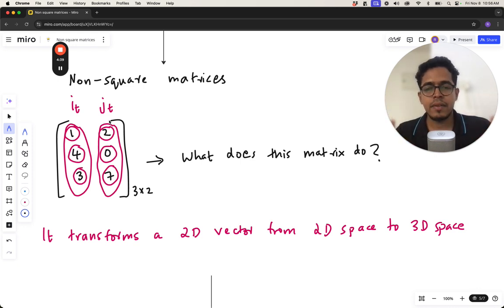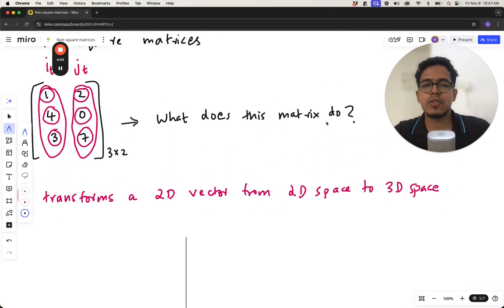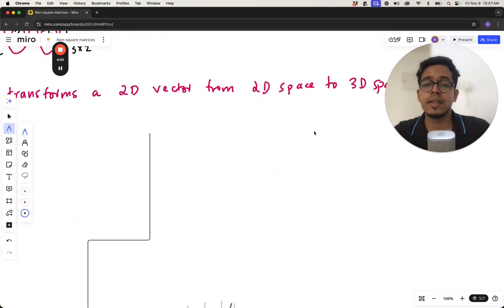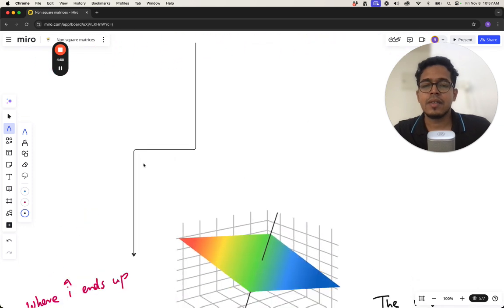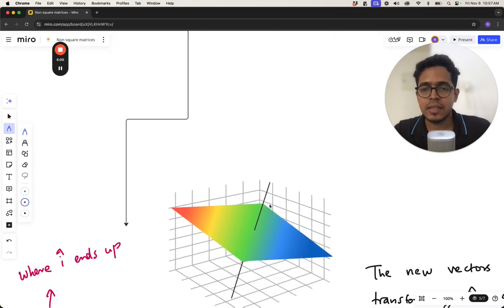Two linearly independent vectors in the xy plane can span the entire xy plane. Two linearly independent vectors in any other 2D plane can span that entire 2D plane. Now here, you are transforming a 2D space into a 3D space, which means the two new vectors might look something like this. So this is the new transformed i vector and new transformed j vector. So this plane can be spanned by these two vectors.